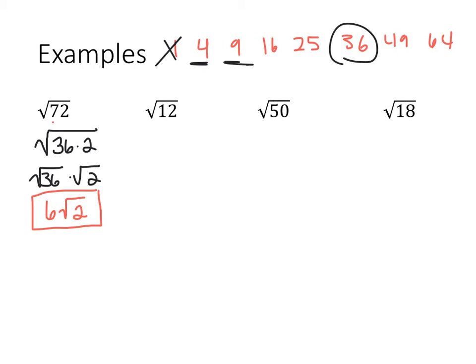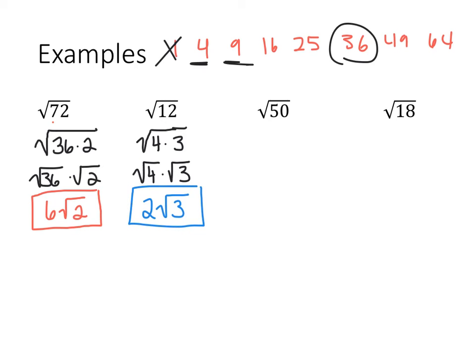Okay, my next problem is very similar to that. So I have the square root of 12, so I find the perfect square factor that would go into 12. There's really not a whole lot of options there. It's either 4 or 9, and 9 doesn't go into 12. So my two factors would be 4 times 3. Now I can go ahead and separate those. The square root of 4 times the square root of 3. I know the square root of 4 is 2. So the square root of 4 is 2 times the square root of 3, and now I have my simplified radical.